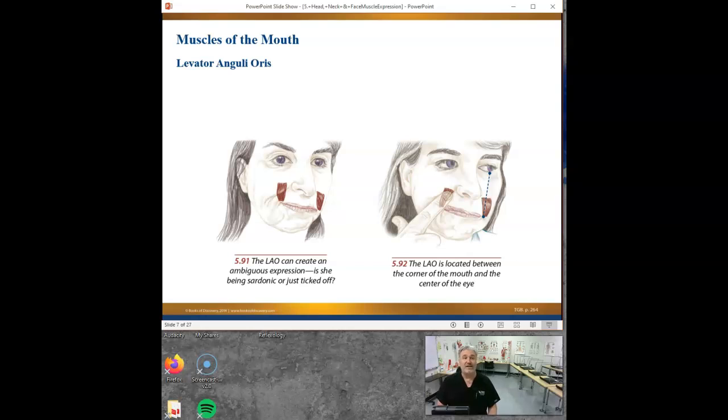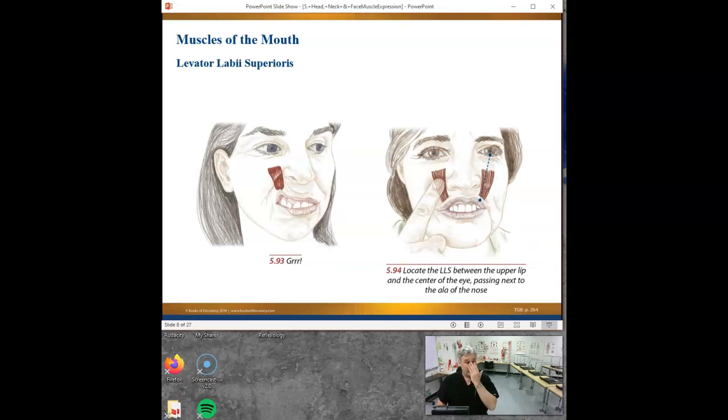You have a levator anguli oris, right? It lifts up the angles of your mouth. Kind of cool, kind of simple. I like Mrs. Zong is moving her mouth. Sorry. Levator labii superioris. There's two. Even more superior than the inferior.